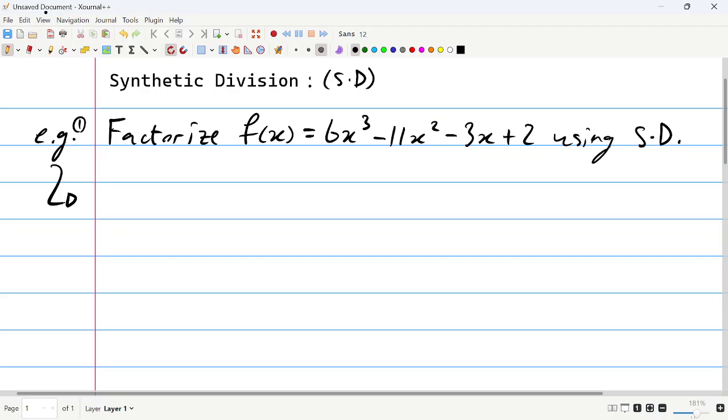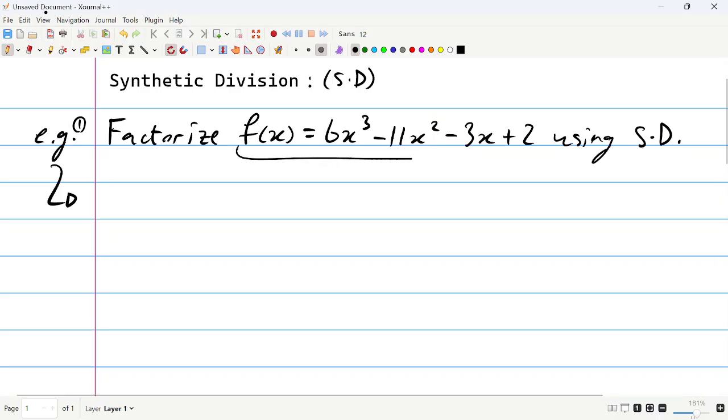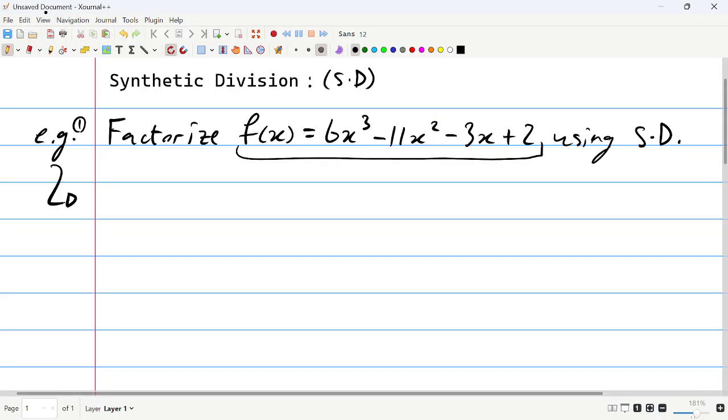So the question says: factorize f of x is equal to 6x cubed minus 11x squared minus 3x plus 2 using synthetic division. So first things first, how on earth are we going to do this? Well, the first step that you need is to find out what is the factor of this function, meaning if we plug in a root, we should get f of x being equal to 0.